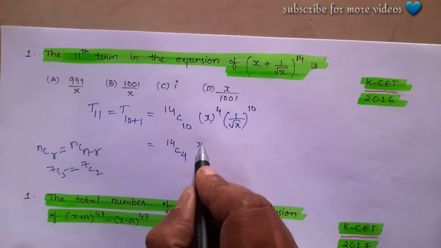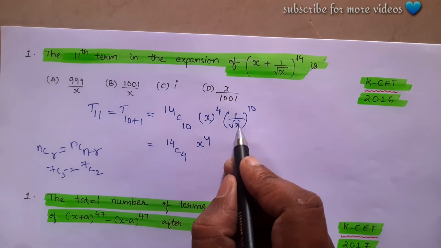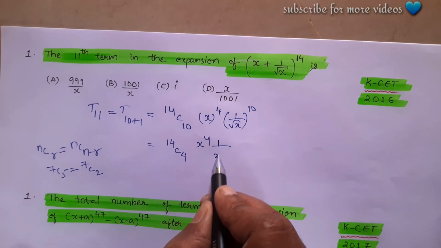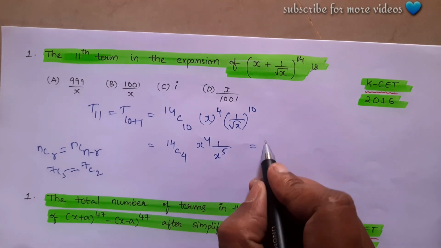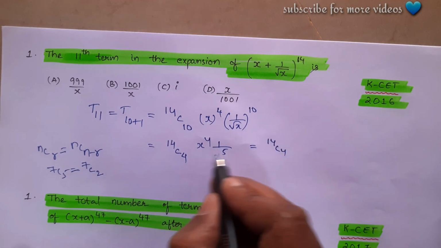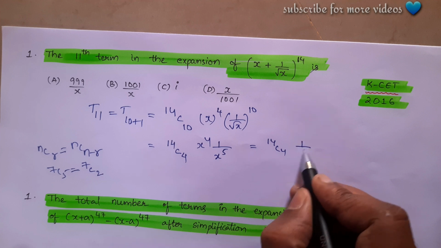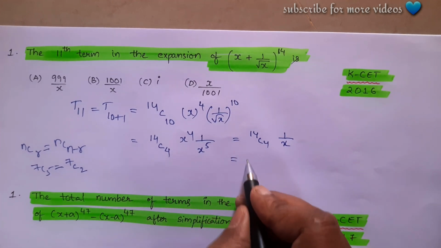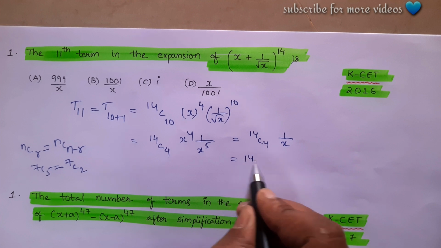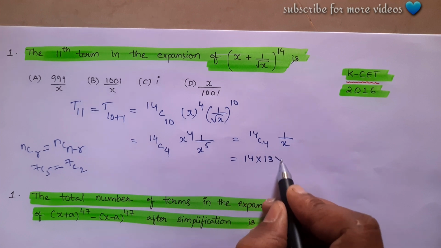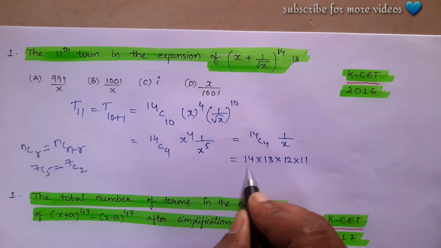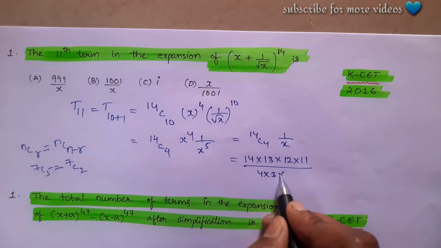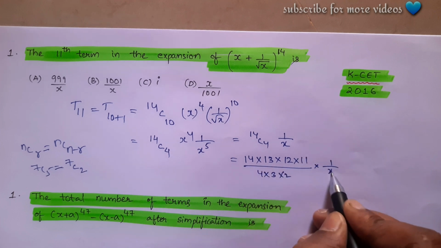Similarly 14C10 we can also write as 14C4. So this is x power 4, and (1 by root x) power 10 is 1 by x power 5. So it will be 14C4 into x power 4, x power 5, the x's cancel. It will be 1 by x. Now the 14C4 we have to simplify. 14C4 is 14 into 13 into 12 into 11 divided by 4 into 3 into 2, into 1 by x.